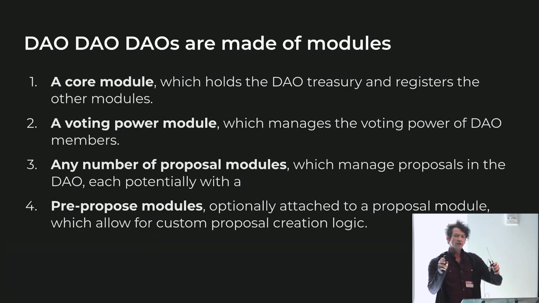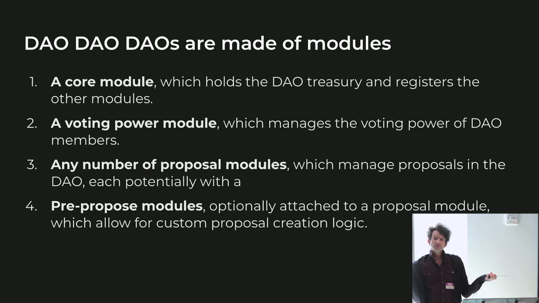So the thing you need to know about DAO DAO is it's not just one big contract. Instead, all DAO DAO DAOs are made up of many different modules. There's the core module. That's kind of what your DAO address is. That holds the DAO treasury, and it registers all the other different modules. You have the voting power module, and this determines the voting power in the DAO. So for any given address, what is their voting power at a given block height, right?